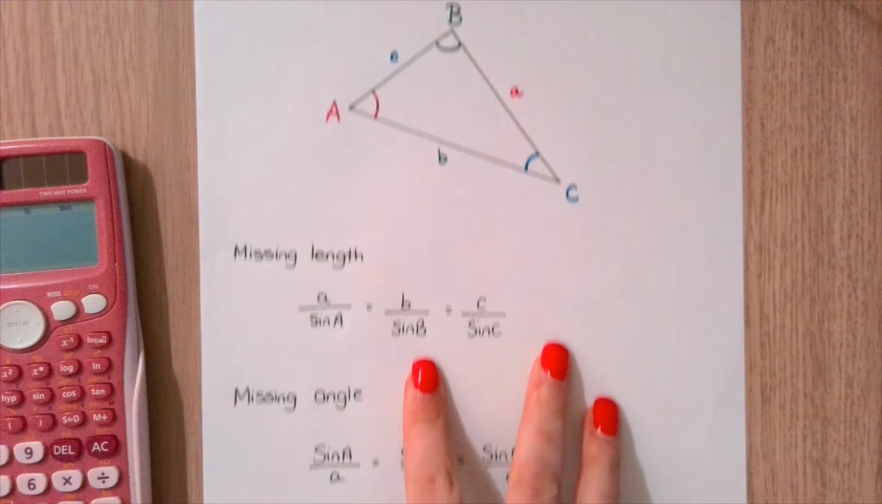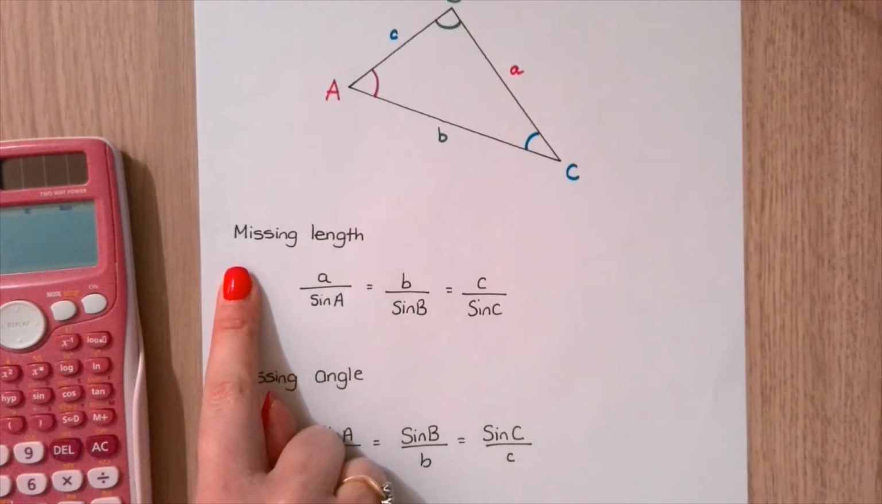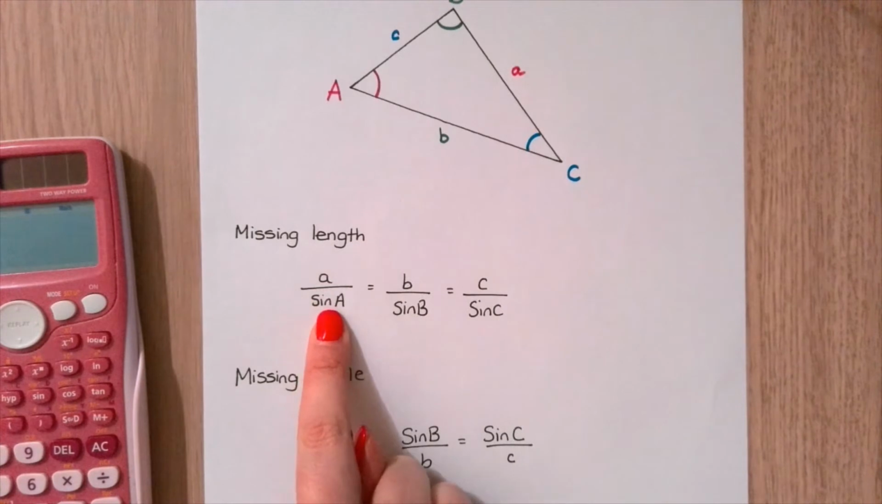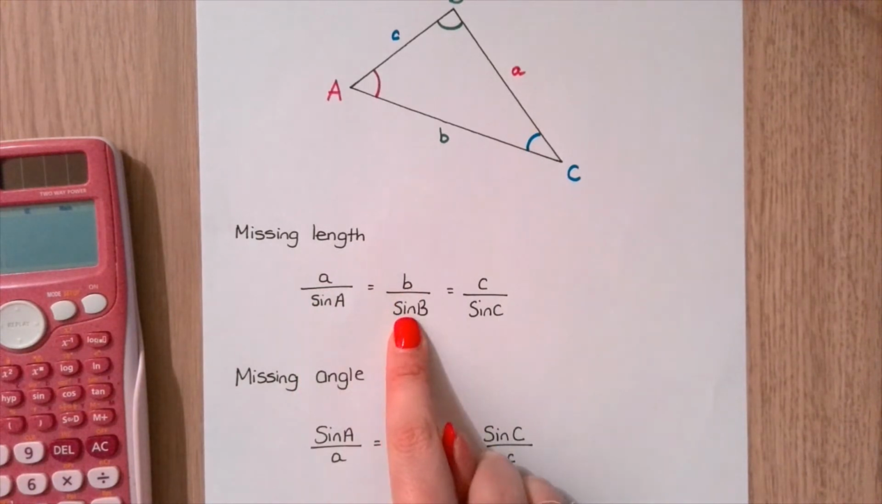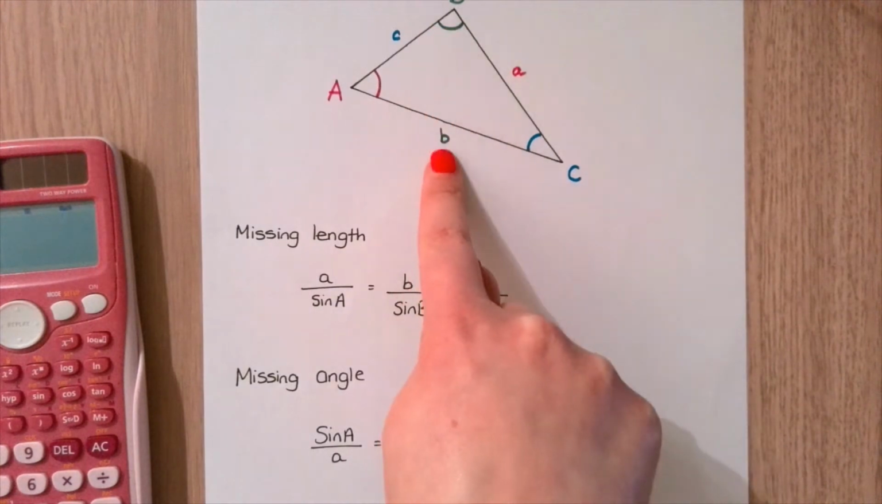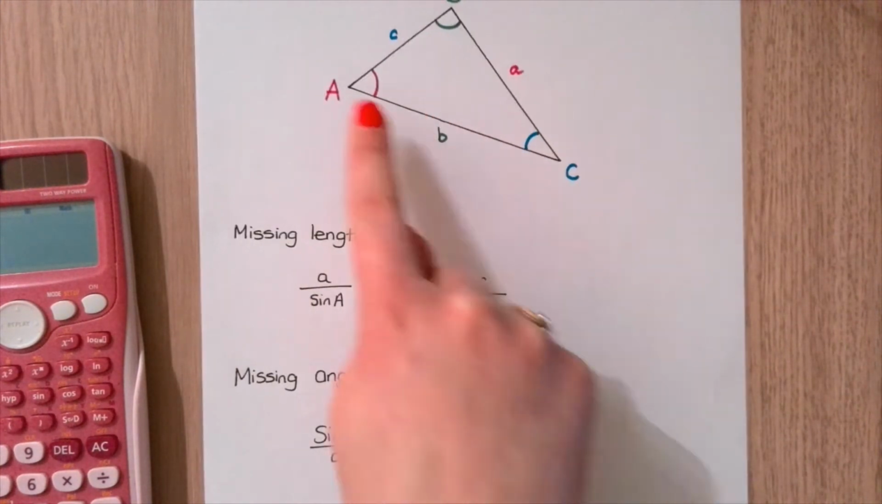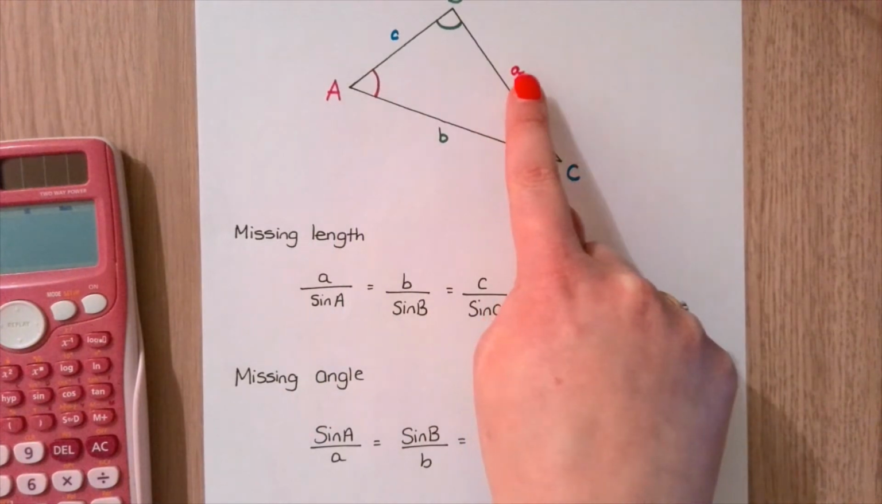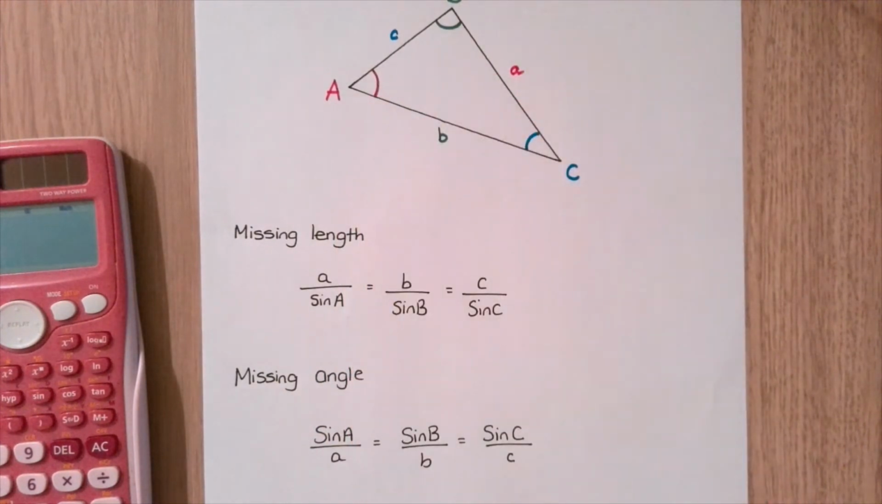So the formulae that we need to know to find a missing length, you're going to use a over sine A, which is equal to b over sine B, which is equal to c over sine C. All of these letters on the numerators are your lowercase letters, which relate to the lengths. You do not need all three to be able to work it out. All you will need is one pair of an uppercase and a lowercase, and one either uppercase to find a lowercase or a lowercase to find an uppercase. I'm hoping that this will make a little bit more sense when I show you an example in a second.